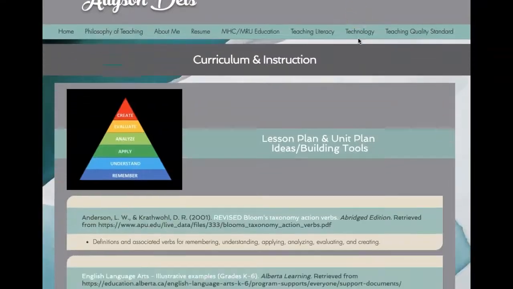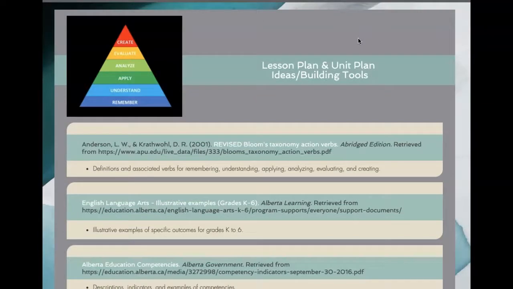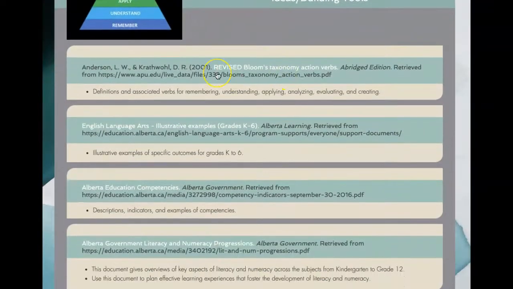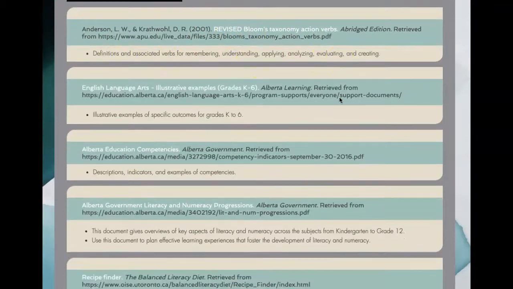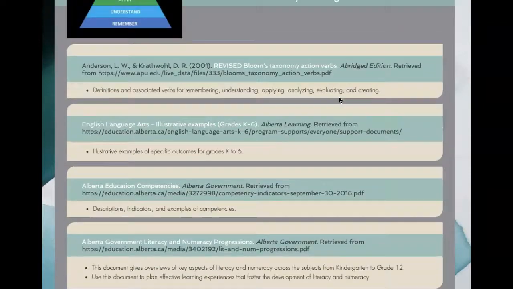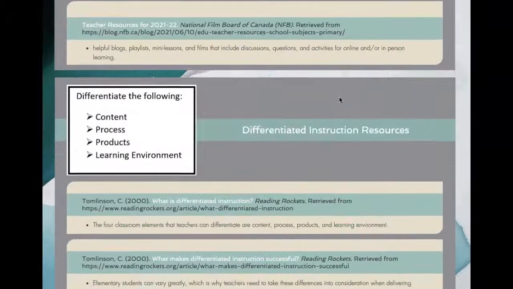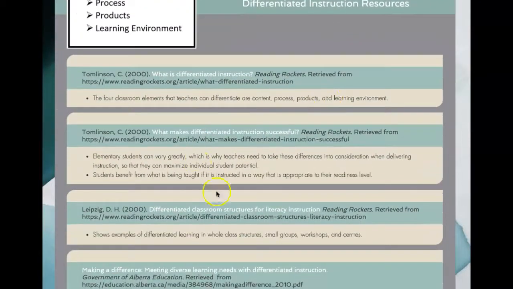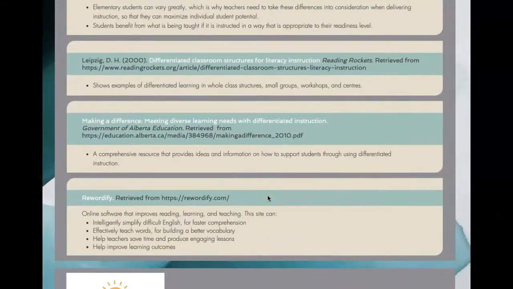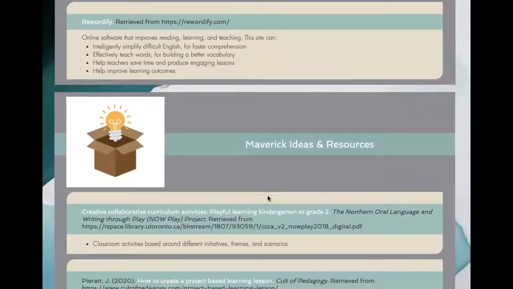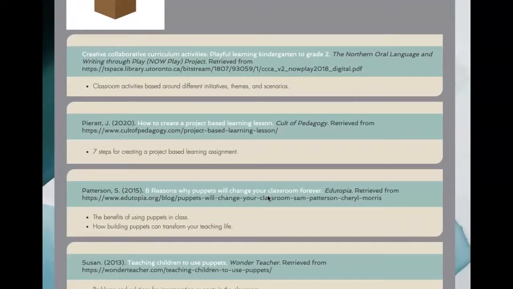This is Allison's, and again, you can see how different they are depending on your personality. I just really liked Allison's, like I like Stephanie's and Nicole's. She's got the title, she's got a live link, and she's got a nice succinct description of each one of the resources. So again, she's got differentiation, so that when she's like, where is that article? Boom, it's right here. Maverick ideas and resources, things like that.